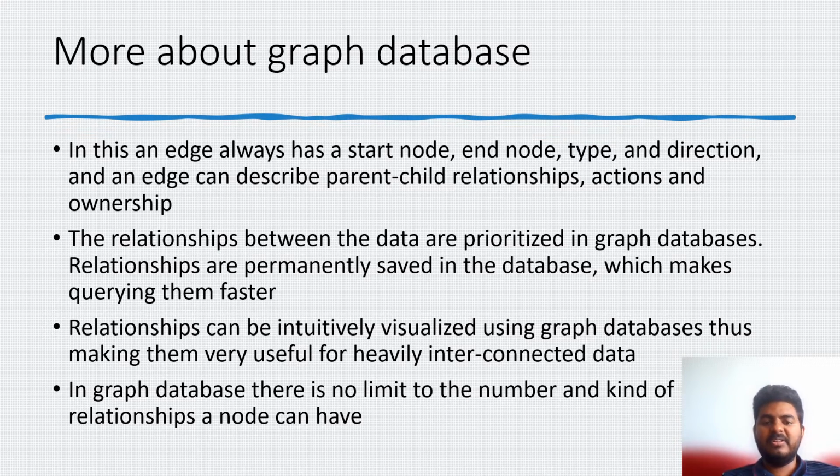The relationships between the data are prioritized in a graph database, and these relationships are permanently saved in the database, which we can use later to retrieve the data from the database in a quick manner. Relationships can be visualized using graph databases, thus making graph databases very useful for heavily interconnected data. And in a graph database there is no limit to the number of nodes and edges, which gives us the flexibility to assign multiple relationships to different nodes.